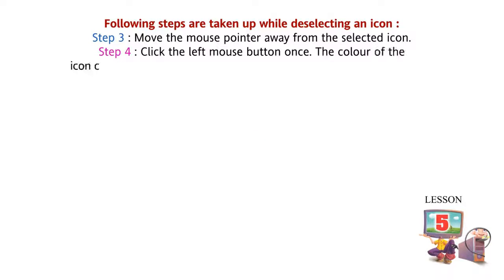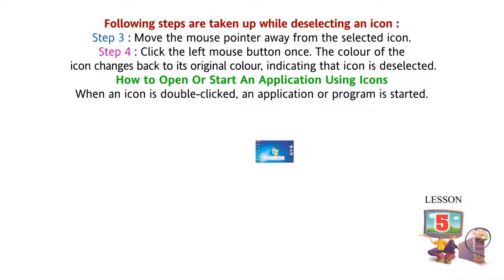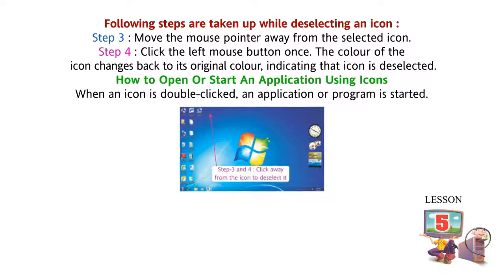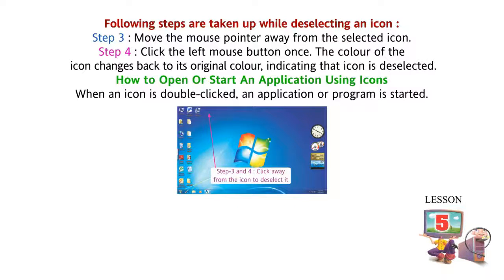Following steps are taken up while deselecting an icon. Step 3. Move the mouse pointer away from the selected icon. Step 4. Click the left mouse button once. The color of the icon changes back to its original color, indicating that icon is deselected. How to open or start an application using icons. When an icon is double-clicked, an application or program is started.